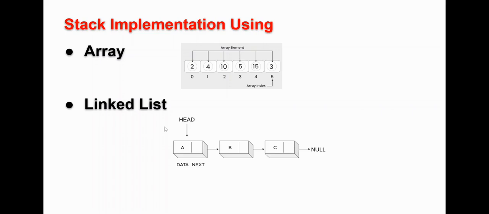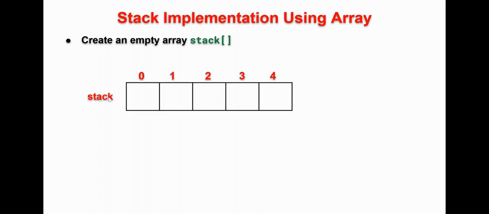Both methods have their own advantages and disadvantages. Now let's look at each method and understand its implementation through pseudocode, which you can later convert in any programming language as per your preference. To implement the stack concept using array, first we have to create an empty array named stack with a fixed size. As we know, array indices usually start from 0 to n minus 1. In our case, we have created an array of size 5, so our indices range from 0 to 4.